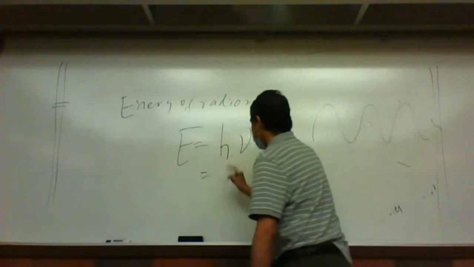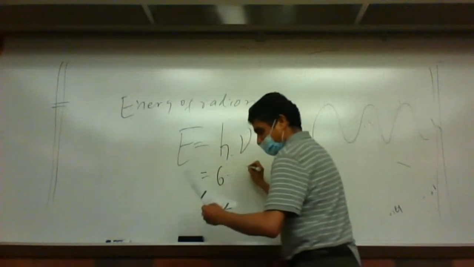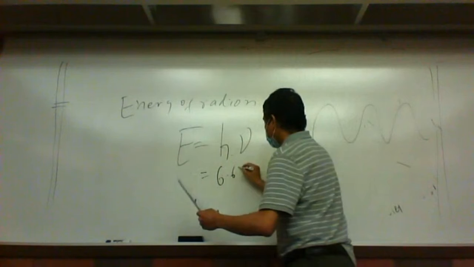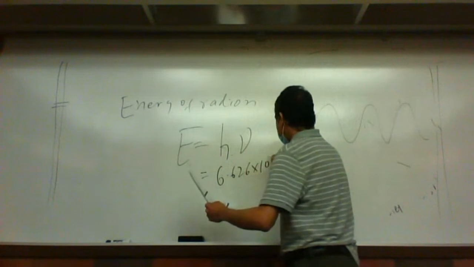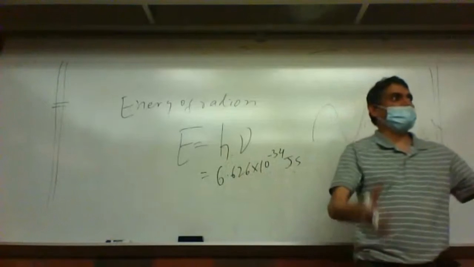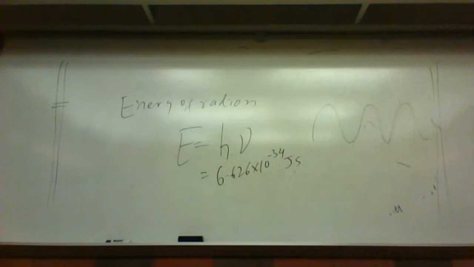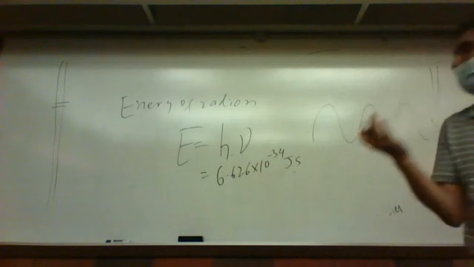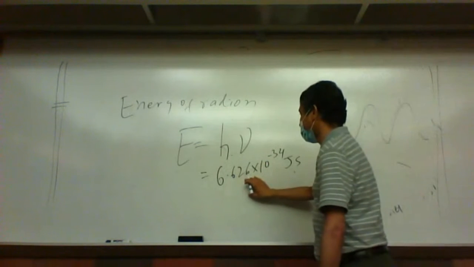Planck's constant is 6.626 times 10 to the power minus 34 joule second. So he found this constant. It's always the same number, like the velocity of light. What is the velocity of light? 3 multiplied by 10 to the power 8 meter per second. So how much is Planck's constant? Planck's constant is this.